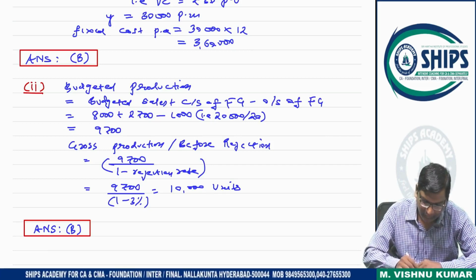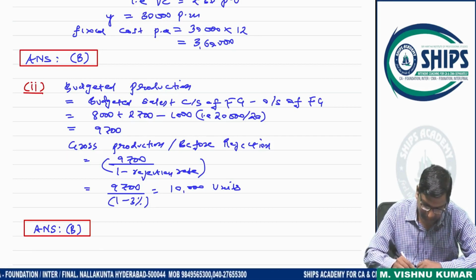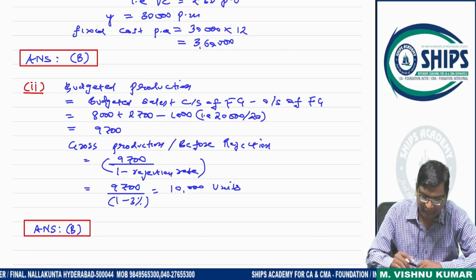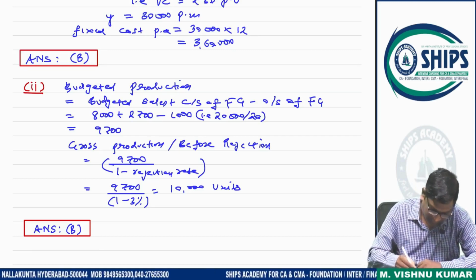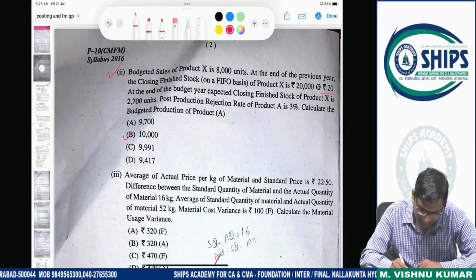Clear? Now gross production, or before rejection, the production will be 9,700 divided by 1 minus rejection rate. So 1 minus 3%, so 97%. So 9,700 by 97%, 10,000 units is your answer. So answer is B. Now students will have one doubt.